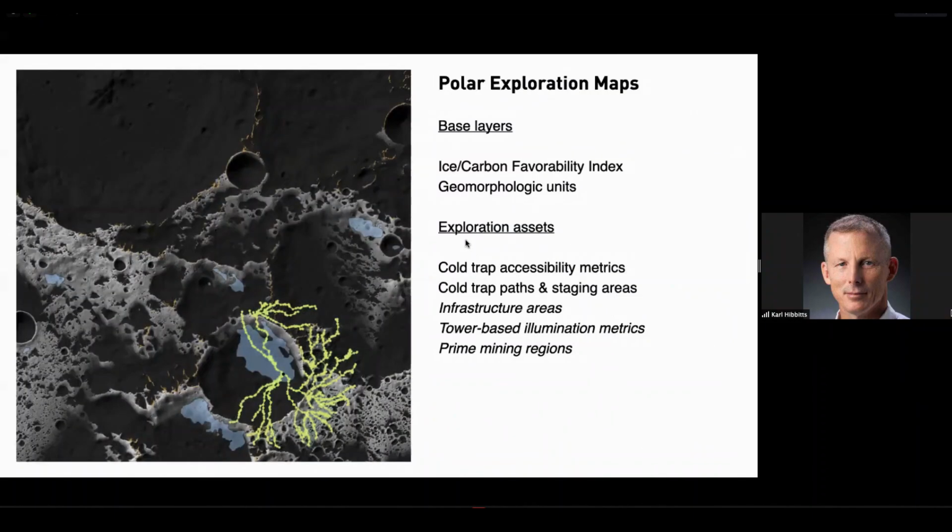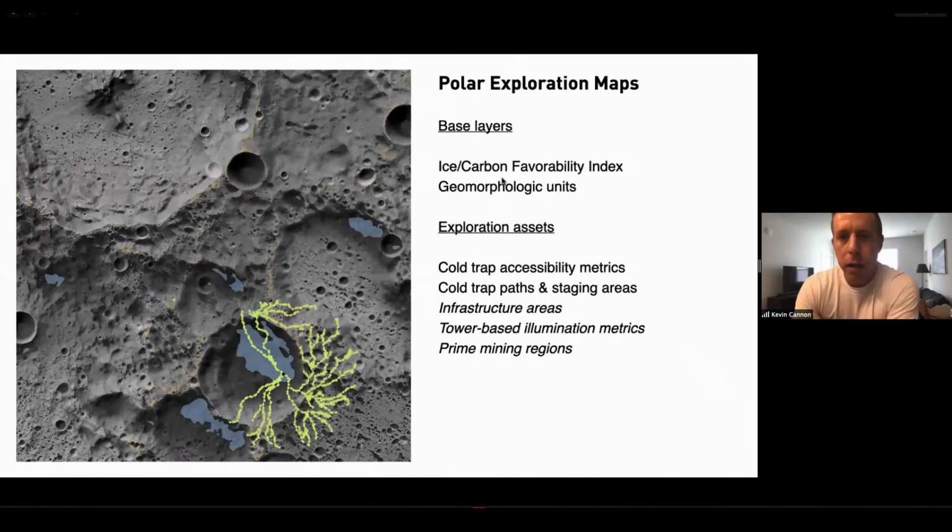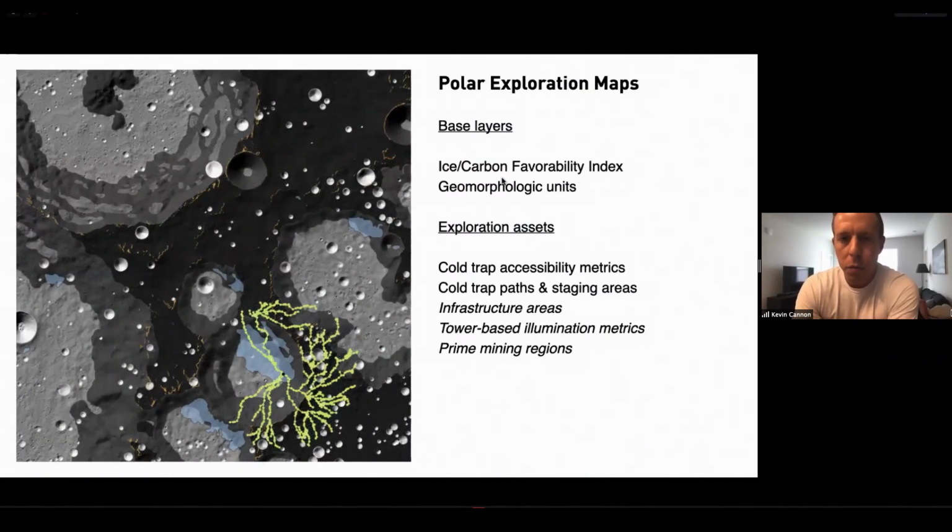Okay. And then finally, last slide. So I've talked about a lot of new projects that are building off this original Icarus paper that we published. And the hope is that eventually we can bring all of these analyses together into a single consolidated product, something I'm calling a polar exploration map. And so this would have base layers, things like these ice favorability indices, geomorphologic units that I'm working to map out over both poles. You can see a sample of that here on the left.